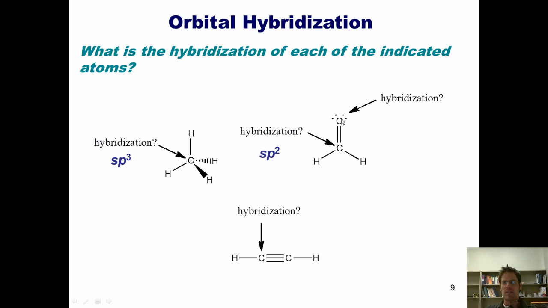Let's see if we can figure out the hybridization of this oxygen. How many things are around it? It's got a carbon down here, lone pairs over here, and lone pairs over there. sp2. See that?